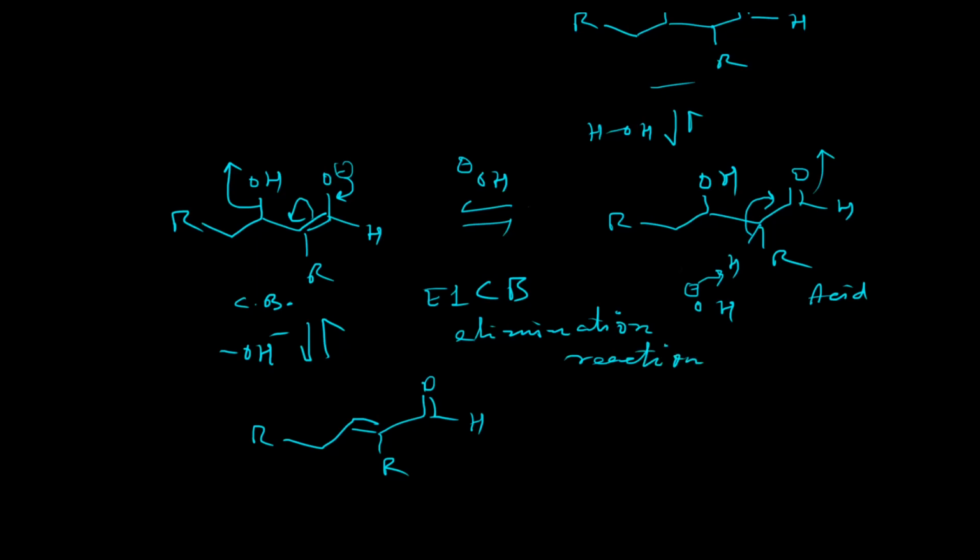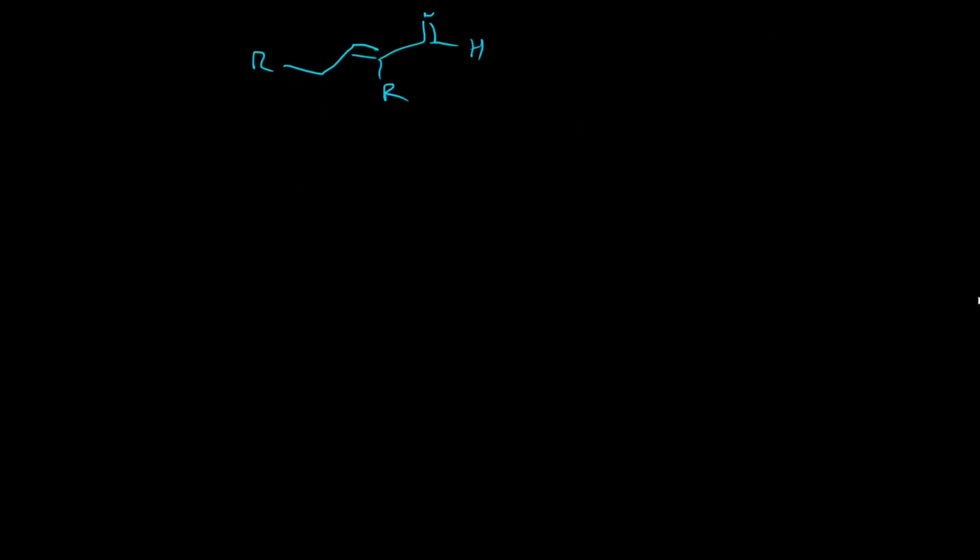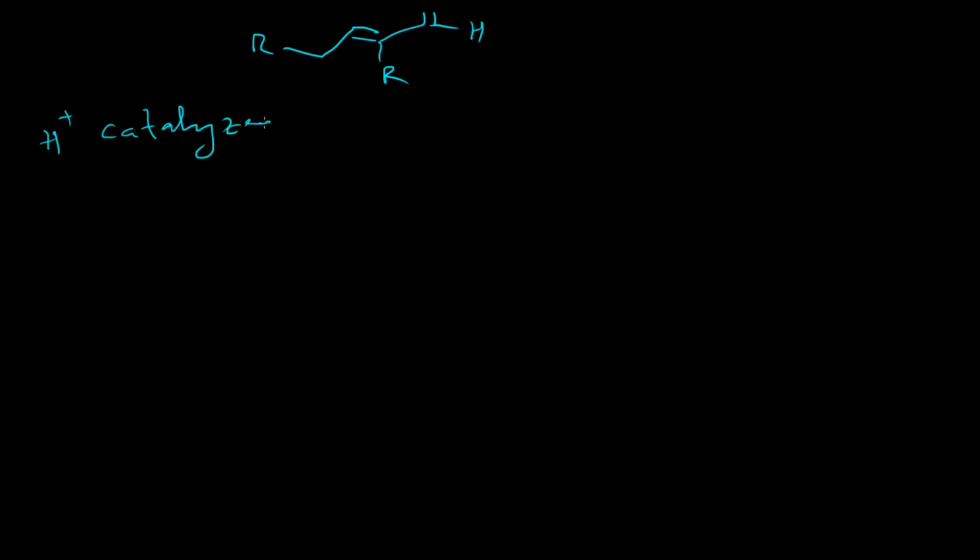Right? So this is a mechanism when the catalyst is the OH minus. Next we will consider the acid catalyzed aldol condensation reaction. So in the acid catalyzed system, first will be the formation of the enol, not the enolate.